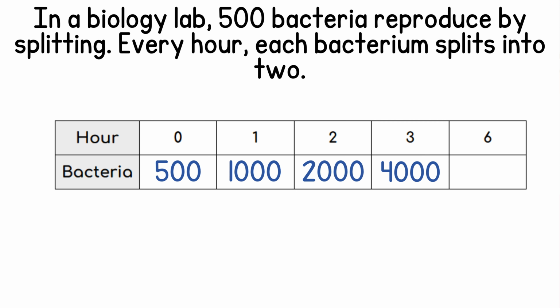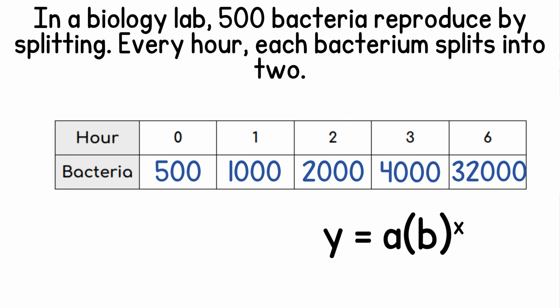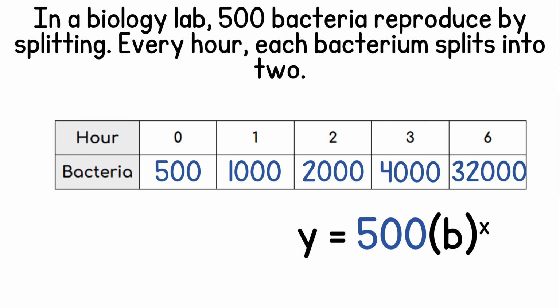Now we need to look at hour 6. So we need to double 3 more times since we skipped 4 and 5. So we'll have an answer of 32,000 bacteria after 6 hours. Now let's write an equation using this table. So we know the initial value is 500, so A will become 500, and B is going to represent our growth pattern. Since we were doubling every time, our B value will become 2.